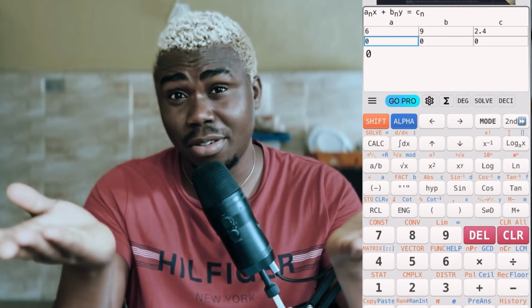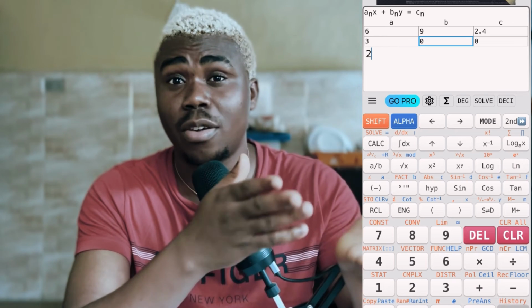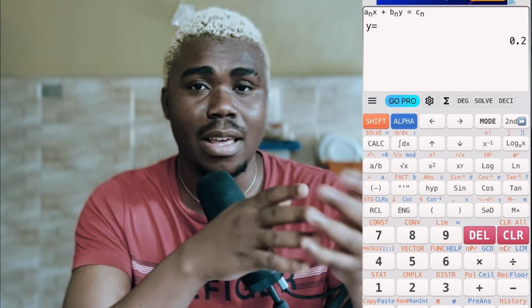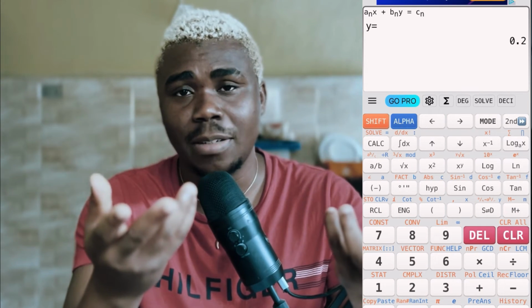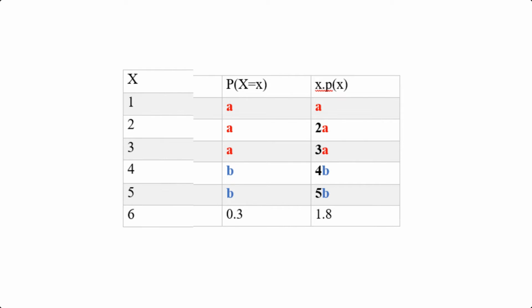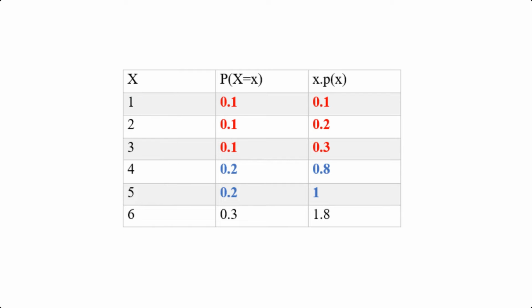You can use any online calculator you can find, or you can use the normal calculator you have on your phone. I'll be using an online calculator, and I'll be getting the value of a and the value of b directly. From my calculator, the value of a is equal to 0.1 and the value of b is equal to 0.2. That simply implies that if we redraw the table, we are going to have 1, 2, 3, 4, 5, 6, and all the a's will be replaced with 0.1 and all the b's will be replaced with 0.2. So we've answered the question that says find the value of a and b. The value of a is equal to 0.1 and the value of b is equal to 0.2.